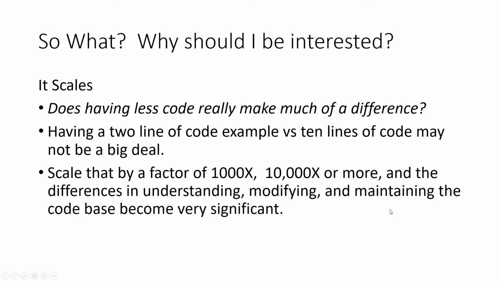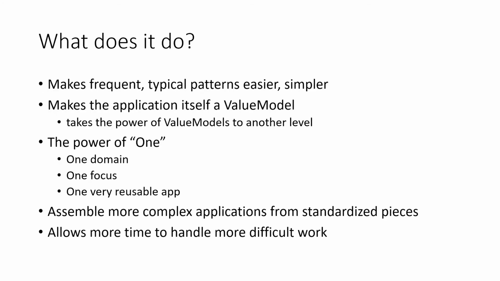So does having less code really make much of a difference? Well, yeah, my example was if you have a simple example with 2 lines versus 10, no big deal, right? But if you scale that up by a factor of 1,000 or 10,000 or more, then all of a sudden 2 lines versus 10 lines scaled up makes a huge deal. And like I mentioned, a lot of the code you'll see in this framework, you're using and reusing the same well-tested code over and over again. So those pieces are very robust.